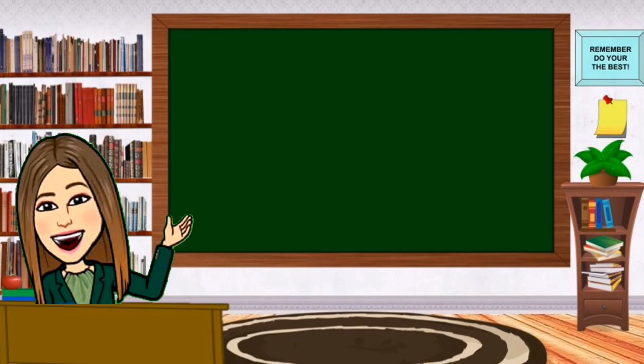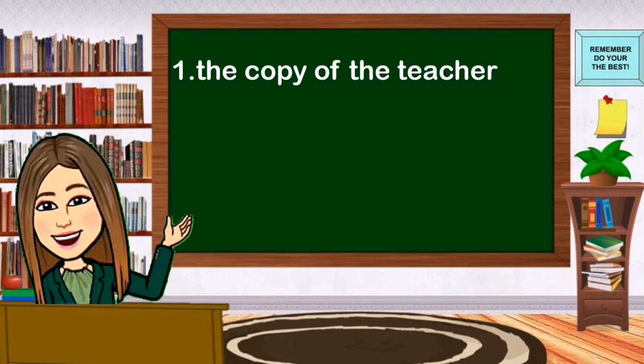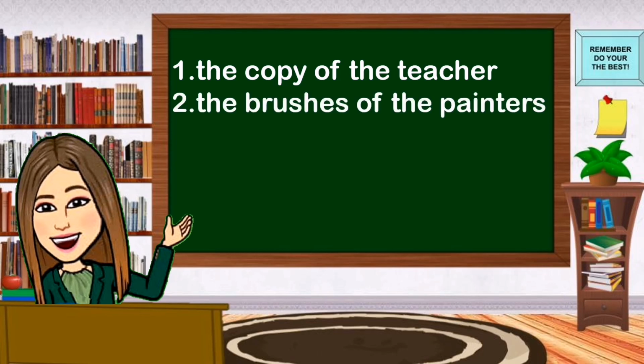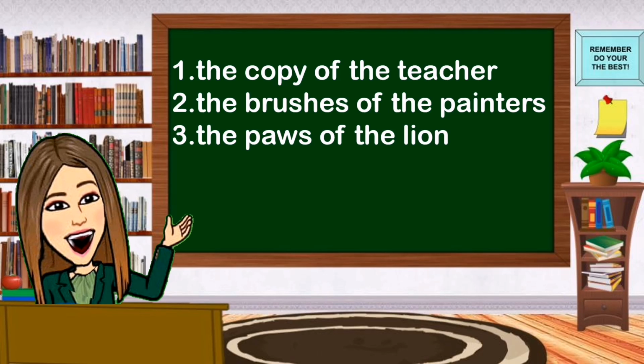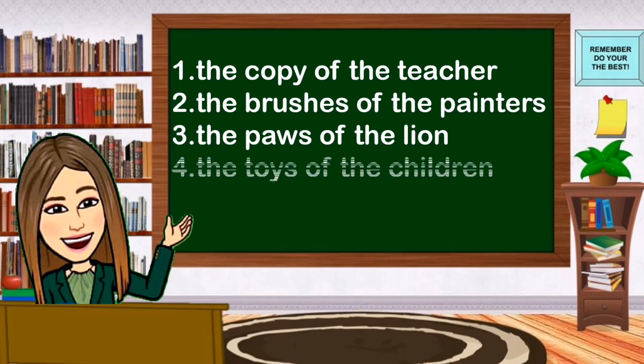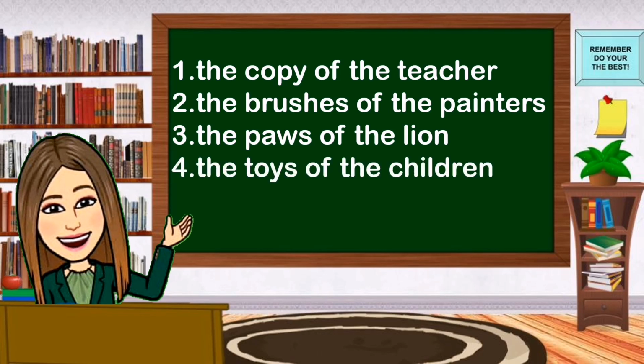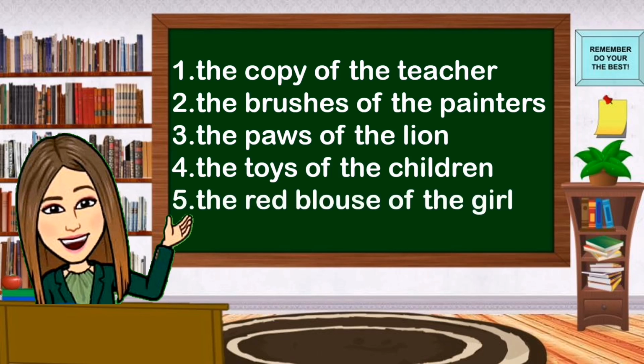Number 1, the copy of the teacher. Number 2, the brushes of the painters. Number 3, the paws of the lion. Number 4, the toys of the children. And number 5, the red blouse of the girl. You have 20 seconds to finish this exercise.